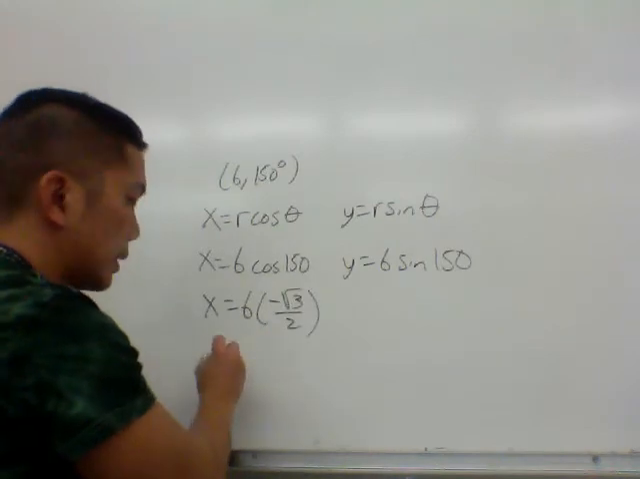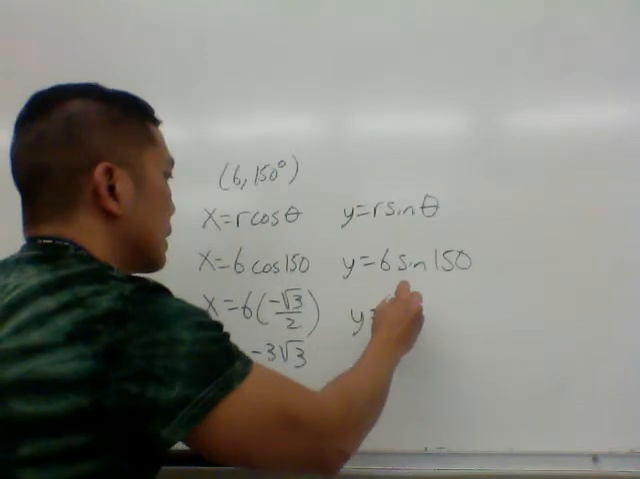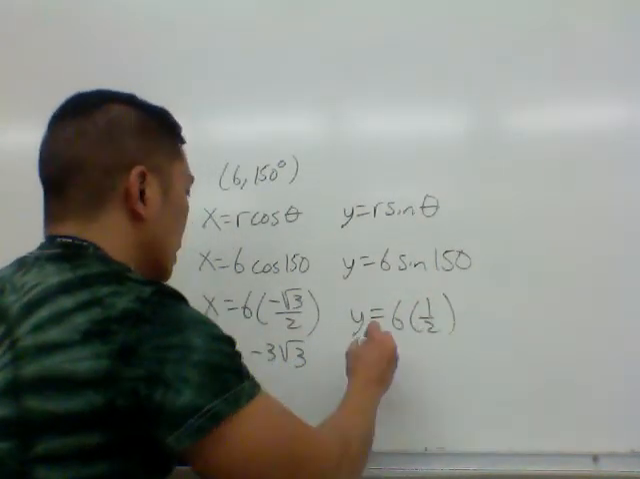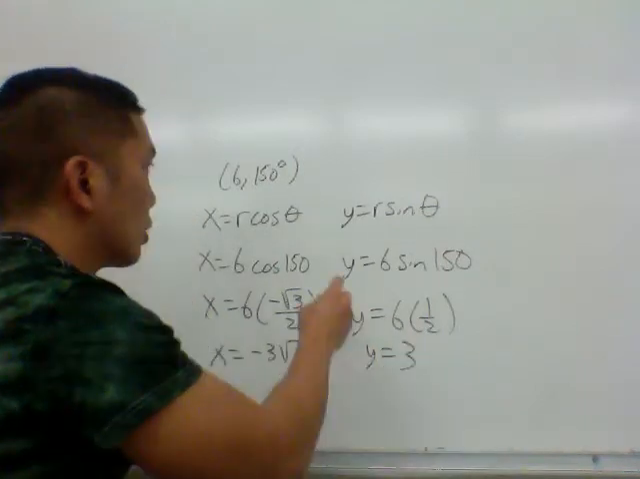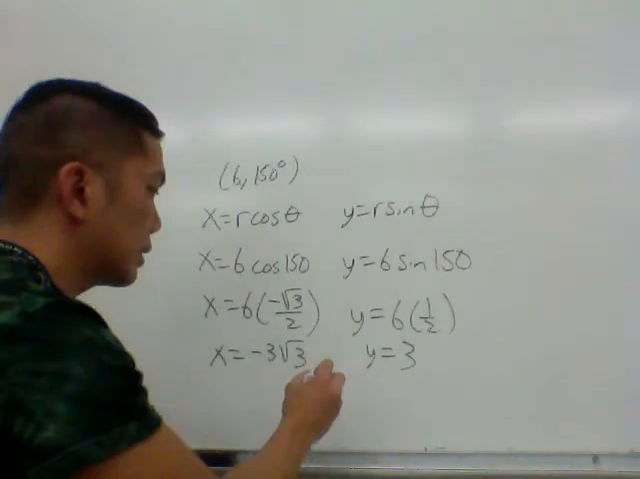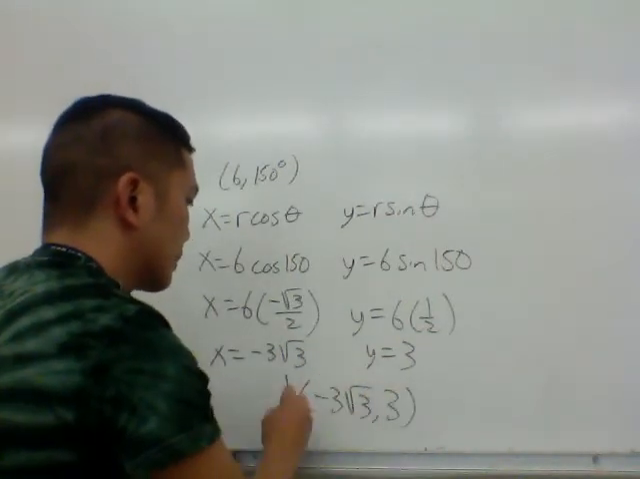So x is equal to negative 3 root 3. And y is equal to 6 times the sine of 150, which is 1/2. So y is equal to 3. So (6, 150 degrees) in rectangular coordinates is (negative 3 root 3, 3).